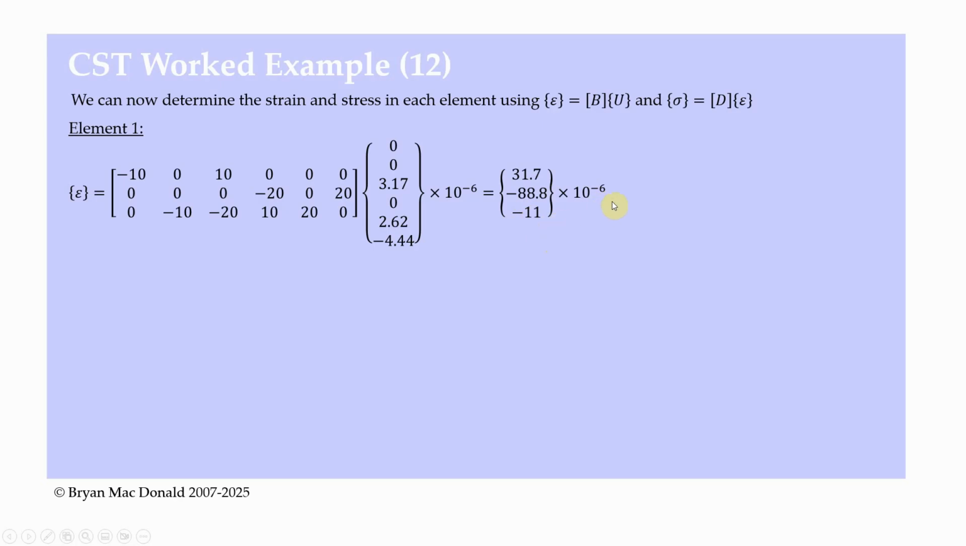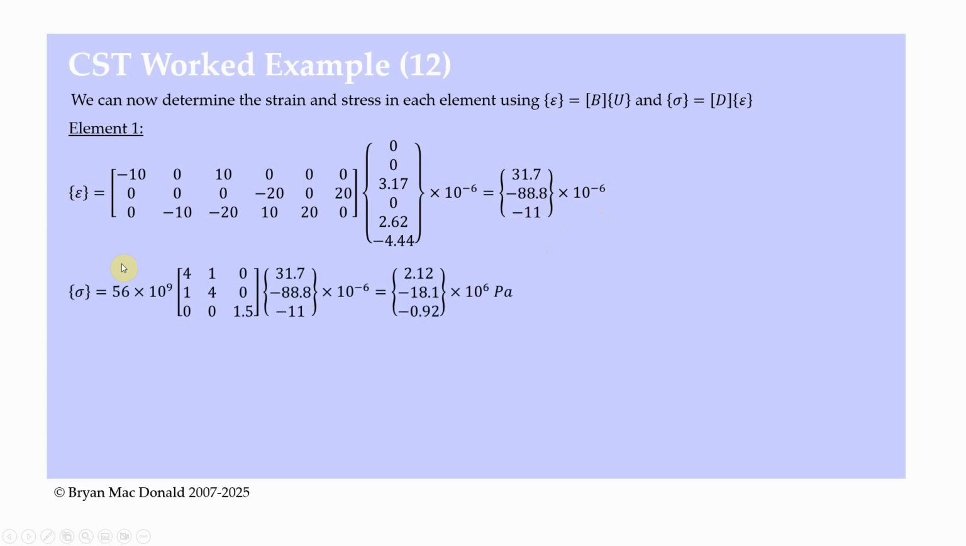So then we can take that result and multiply that by the D matrix, which we previously calculated, and we multiply those out together. We find out that the stress in the x direction is 2.12 megapascals. It's minus 18 megapascals in the y direction, and the shear stress between the two of them is minus 0.92. So we can then go ahead and do the same thing for the other element.